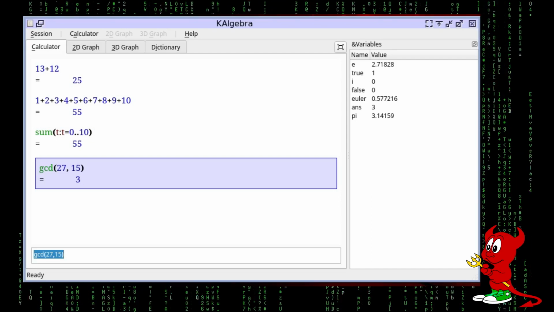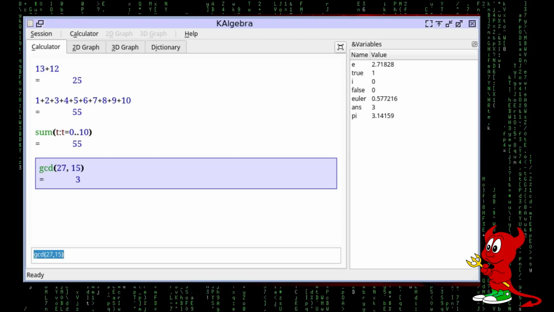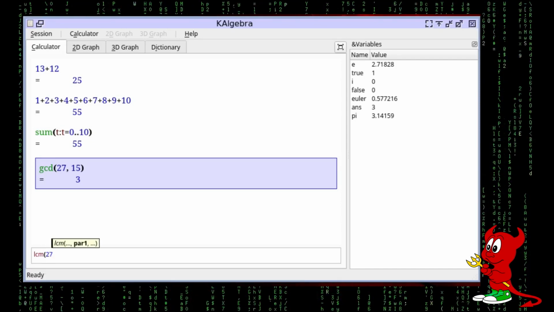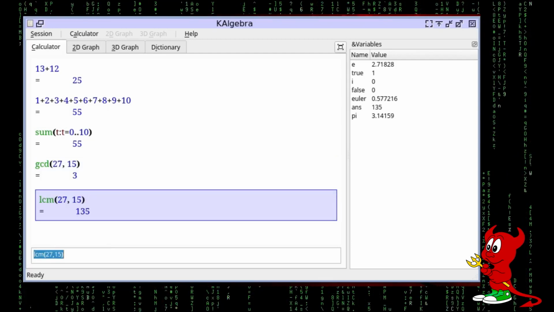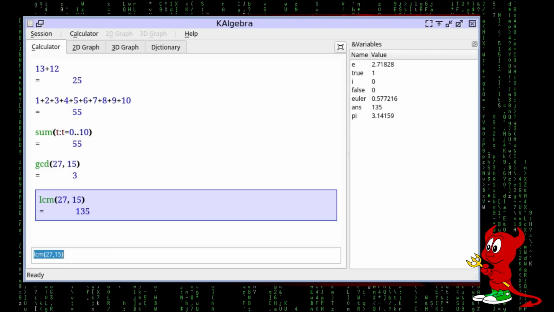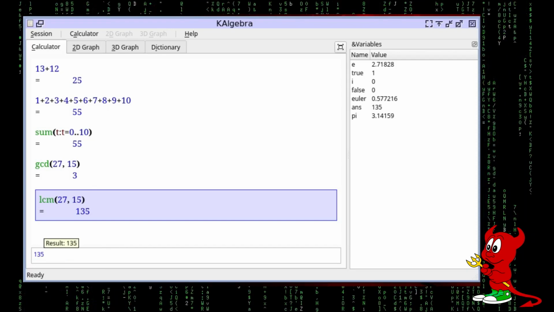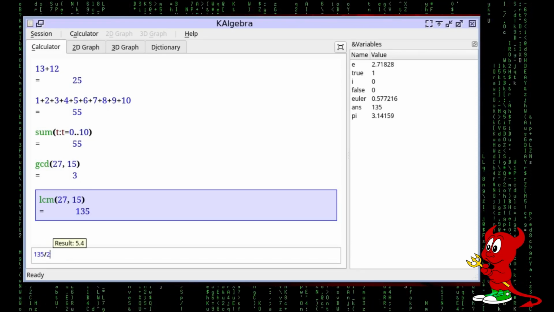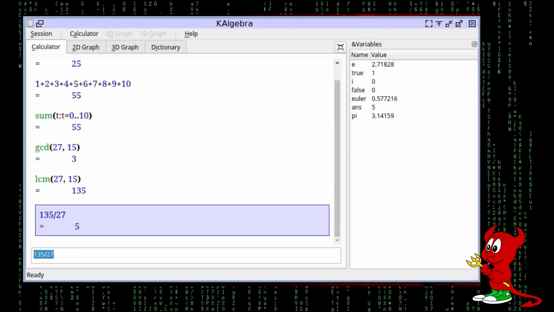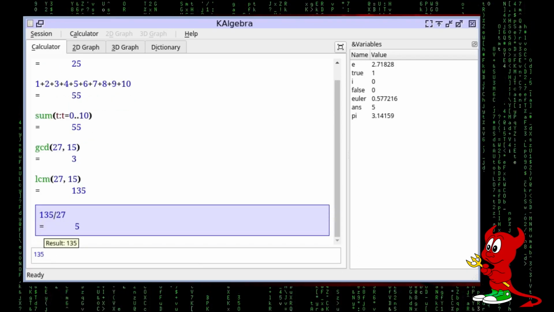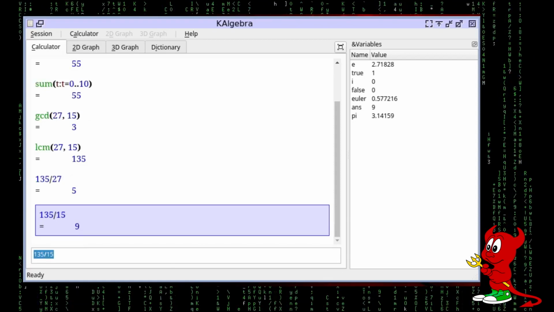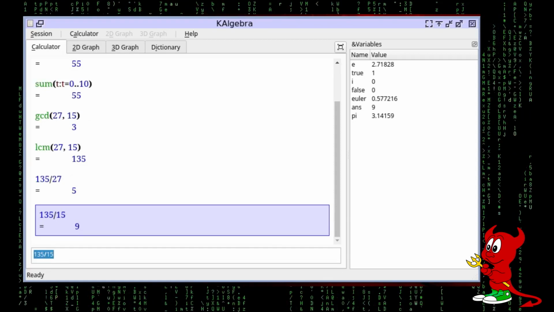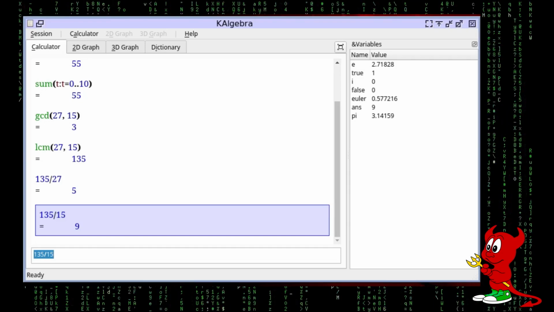What is the least common multiple between 27 and 15? It's 135. Let's test this out. 135 divided by 27 is 5, and 135 divided by 15 is 9. Looks good so far.